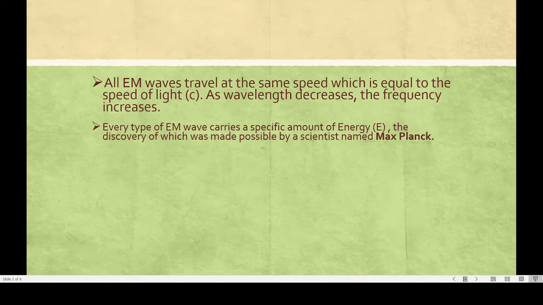Every type of electromagnetic wave carries a specific amount of energy, the discovery of which was made possible by a scientist named Max Planck. In honor of him, a constant value of 6.63 times 10 raised to negative 34 joule-seconds was introduced. This value is important in the calculation of the energy of the wave.